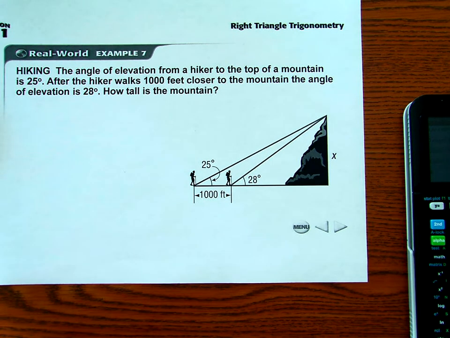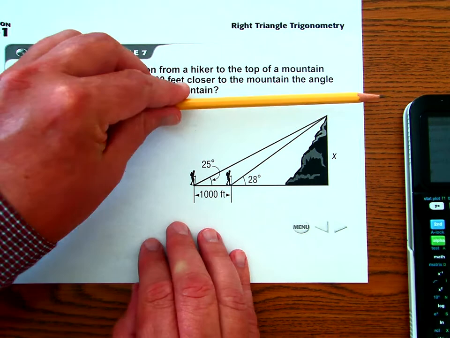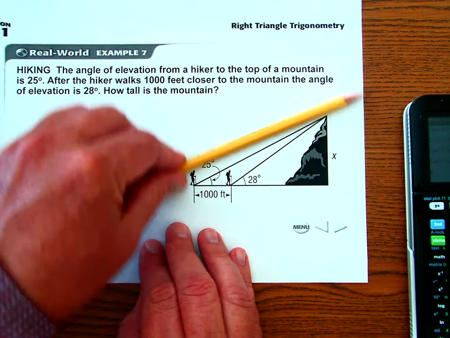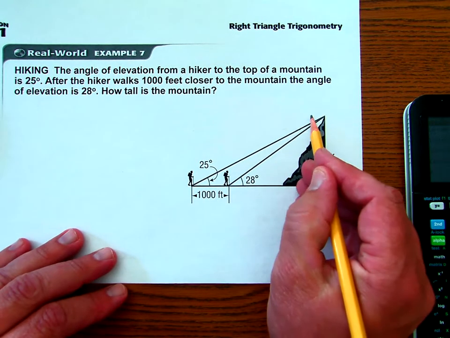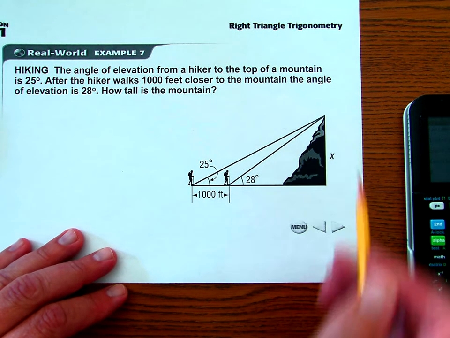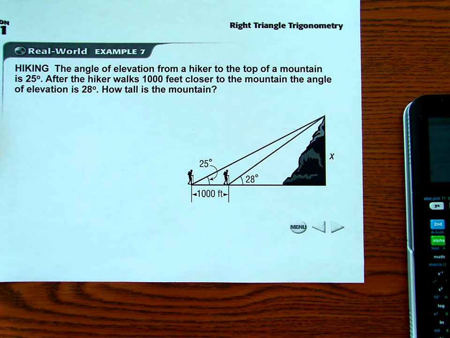Now, in contrast, an angle of depression is always between the horizon and whatever goes down. So the angle of depression would be up in here somewhere. And we're going to get to those next slide. All right, back to this problem at hand.